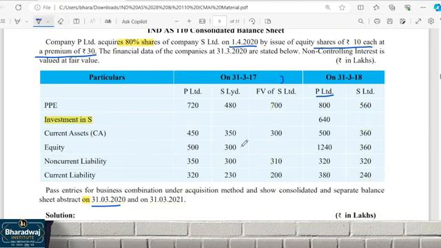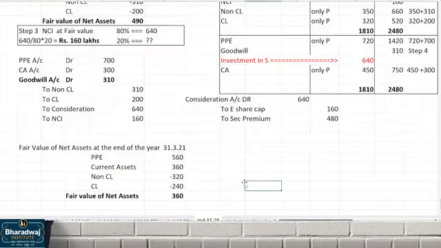At the beginning of the year, what is the non-current liability? 300 to what? It is 310. Current liability 230 to what? It is 200. So current assets, 350 to 300 is there. Let me check.